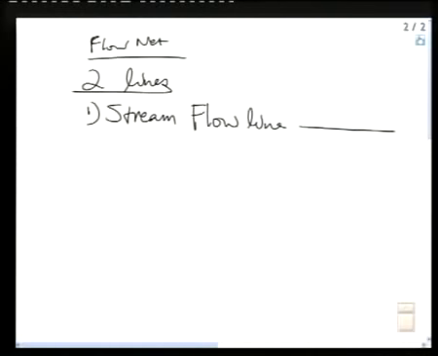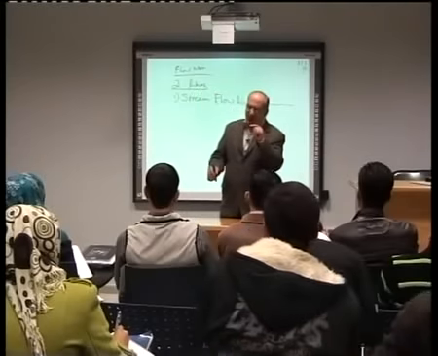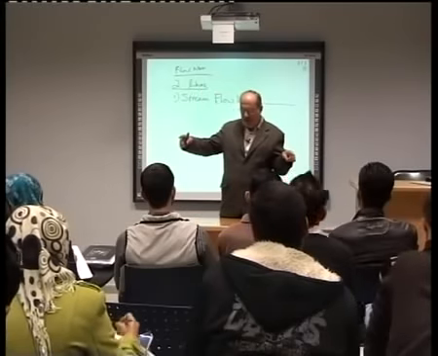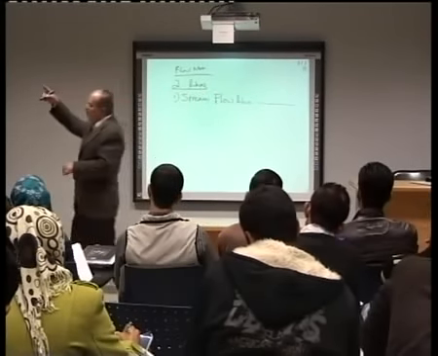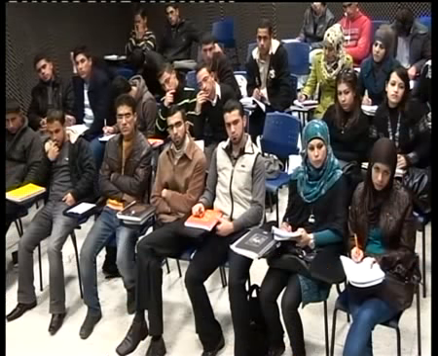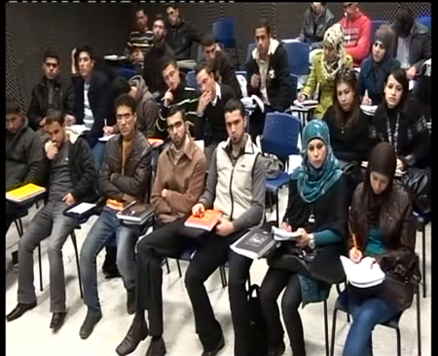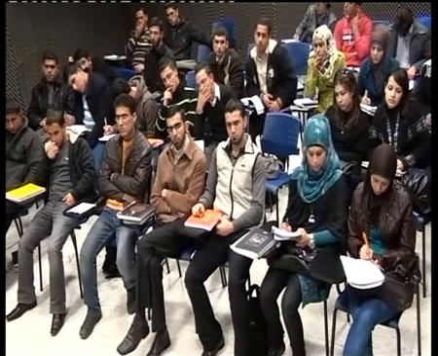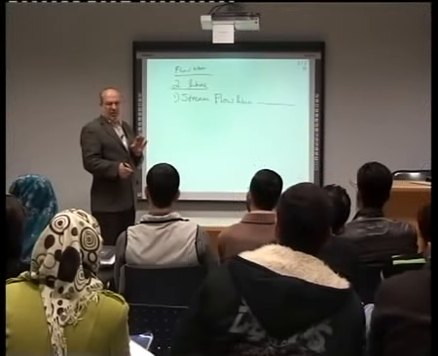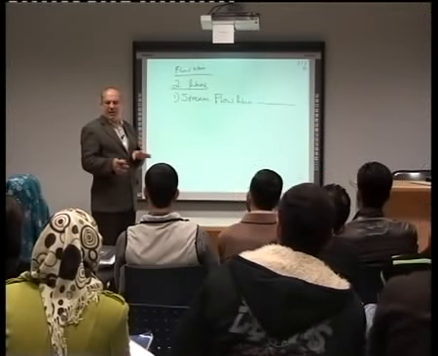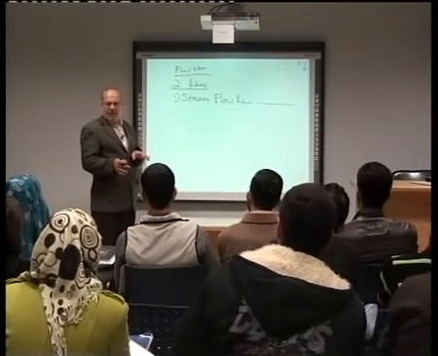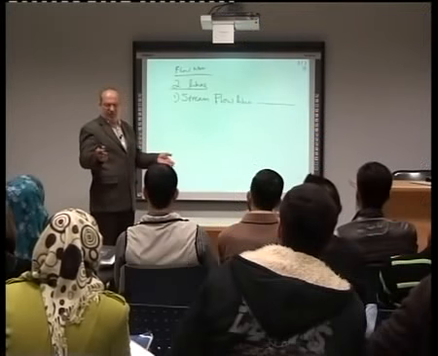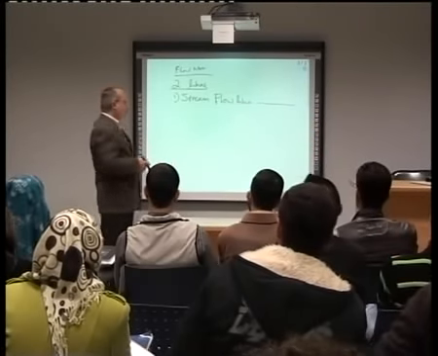What is flow line? It is the path of a drop of water from one place to another. If I pour some water here, the water will go down, so the path of the water, this is a flow line. Flow line is the path of the drops of water. How many drops of water do we have in a tank? Infinity. There is nothing called infinity, so let us say too much.